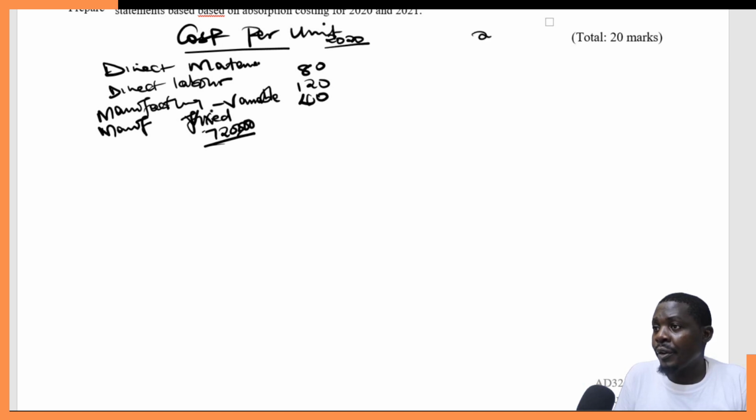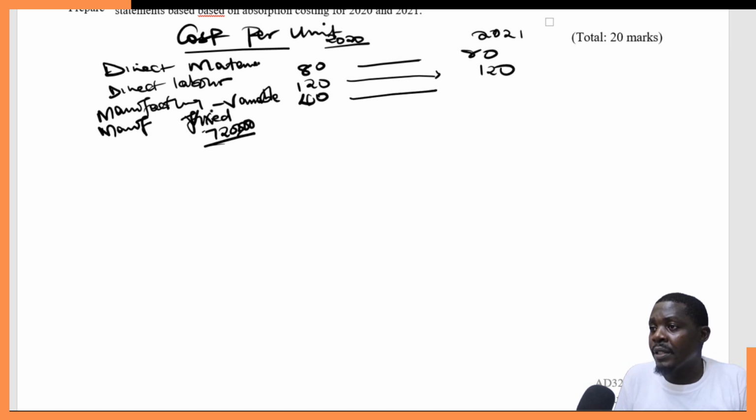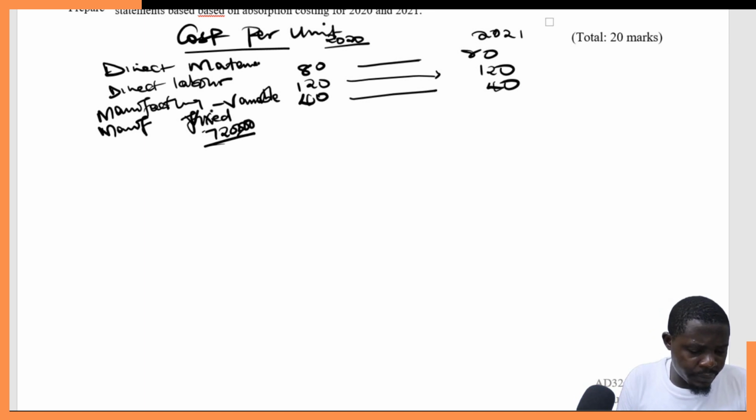And then we have 2021. This one will remain. That's 80. Direct remain 120. Variable overhead will remain 40. Variable, and then we have this one, we divide by 400. Yes, we have 180.